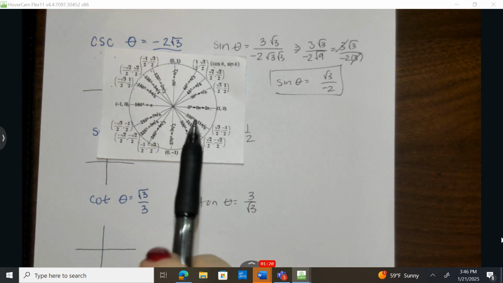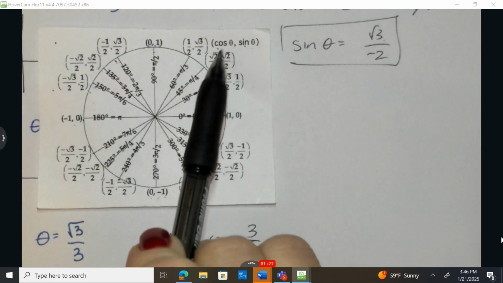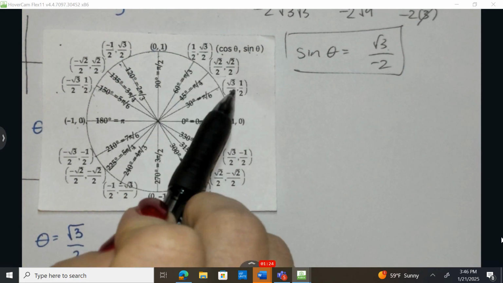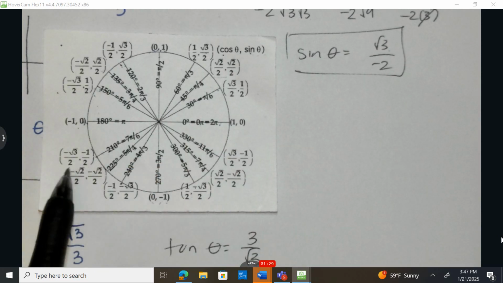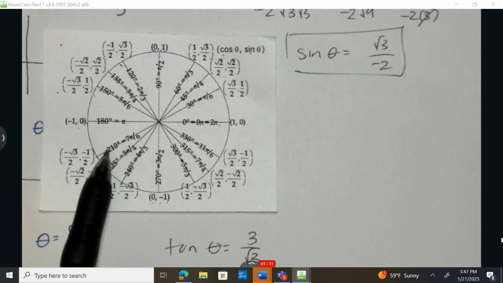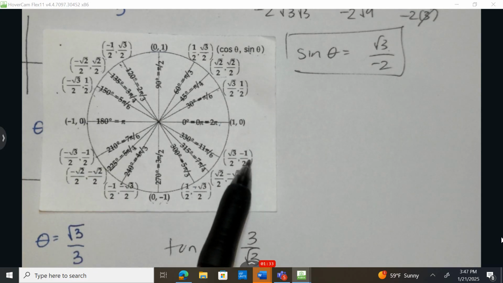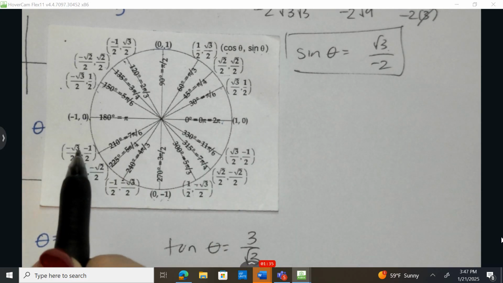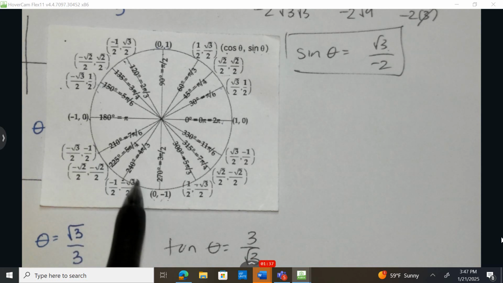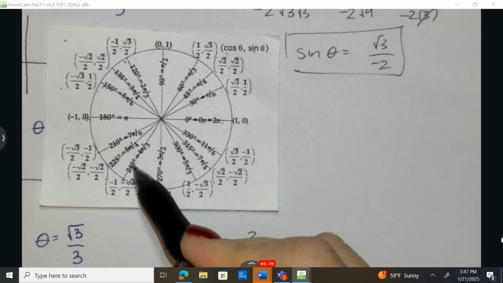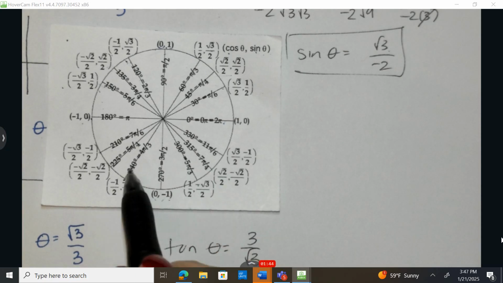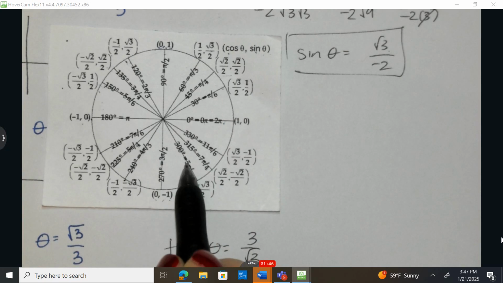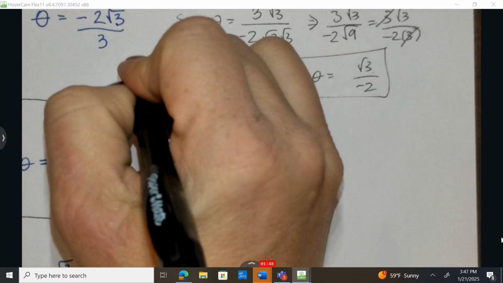Let's look. Sine is the second value. Cosine is the first, sine is the second. So negative sine values will be in quadrants 3 and 4, and we can find them right here at 210, and also over here. Sine values, my fault, has to be the second value. Here's the second value, so it's going to be at 240 degrees and 300 degrees, but we were asked to write them as a radian measurement, so 4 pi over 3 and 5 pi over 3.